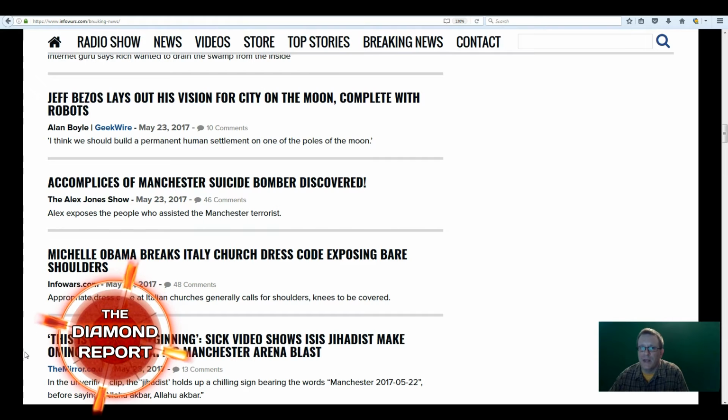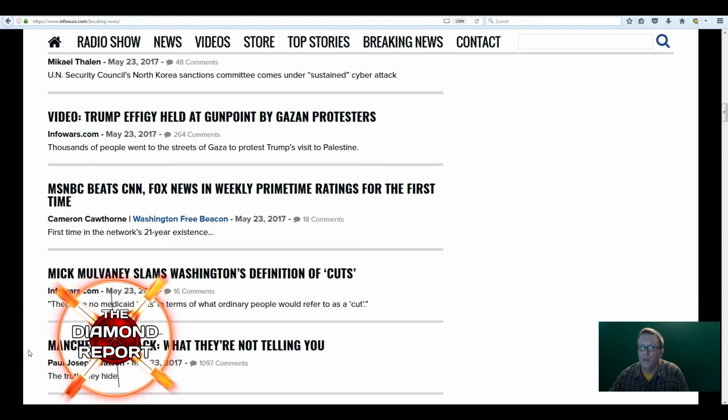Jeff Bezos lays out his vision for city on the moon, complete with robots. It's on GeekWire. MSNBC beats CNN and Fox News in weekly primetime ratings for the first time. First time in the network's 21-year existence. That's on Washington Free Beacon. Now, why do you suppose MSNBC beat CNN and Fox News all of a sudden?